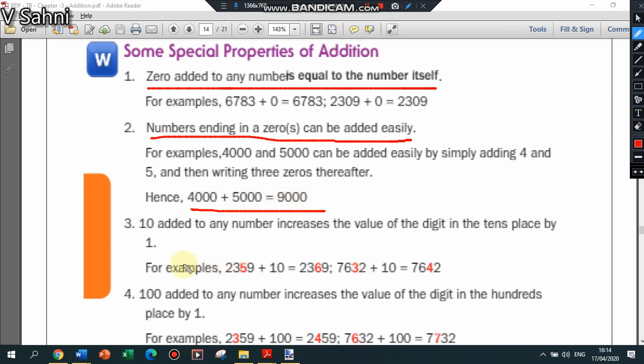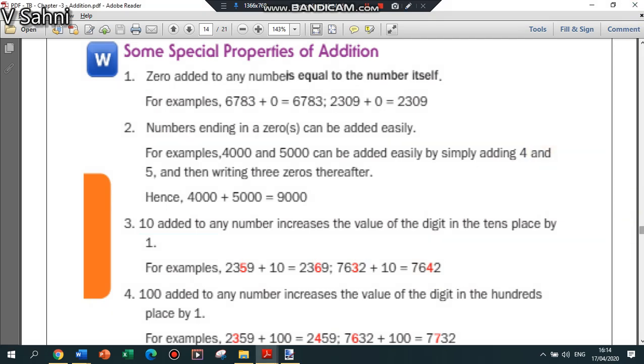If 10 is added to any number, then the value in the tens place will increase by 1. Like for example 2359 plus 10. So you know what happens to this 5? This 5 will become 6. 7632 plus 10. Now you have to do this mentally. Whatever the value is there in the tens place, it will increase by 1. So whenever 10 is added to any number, the number in the tens place will increase by 1.